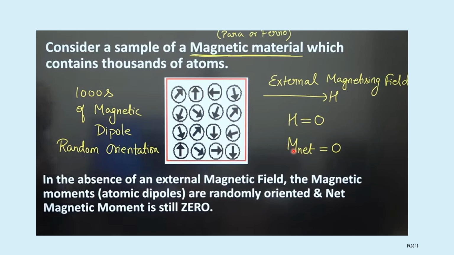Here you have to remember, in the absence of an external magnetic field, the magnetic dipoles will be randomly oriented. Because of random orientation, the net magnetic moment will be 0. This can be observed in the case of a paramagnetic and ferromagnetic material.